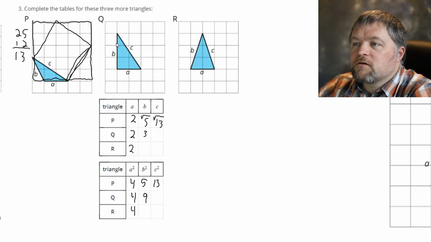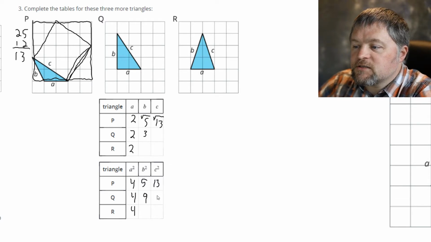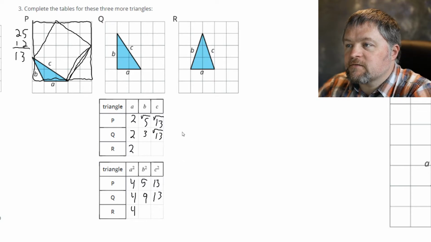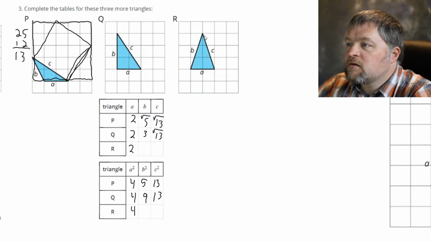Okay, for triangle Q here, side C is again 2 units by 3 units, the same as this side C was, so it will have an area of 13 and a side length of the square root of 13. Okay, triangle R goes down 3 over 1, so we are going to want to go up 1 over 3.